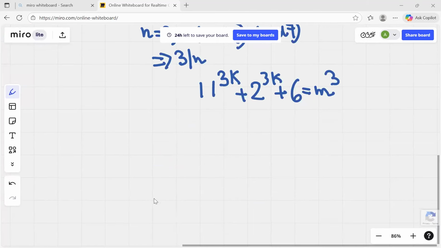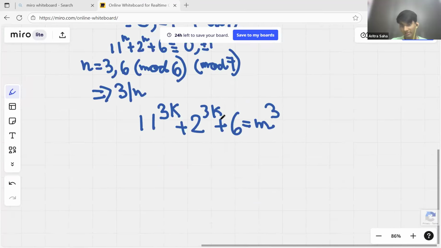Now can't we directly do the size contradiction? You want to show that this is between two cubes. Which two numbers should you pick? 11 to the power of 3k and 12 to the power of 3k, and then just do something on k. But aren't there cube numbers between those?